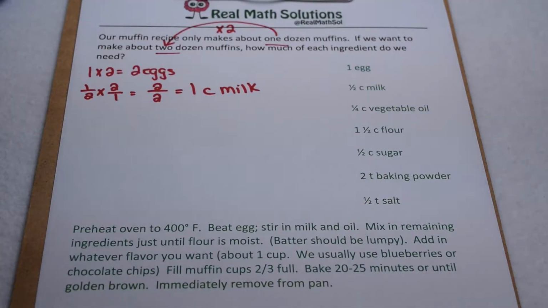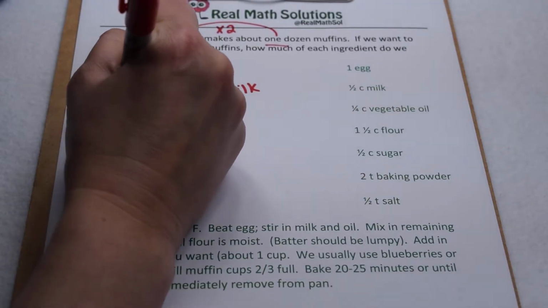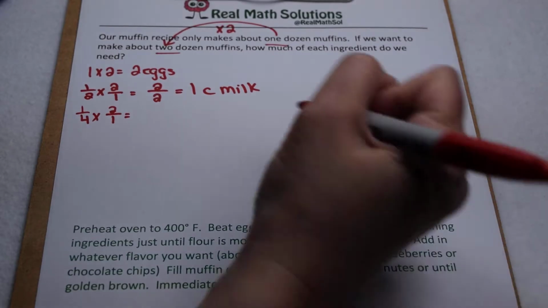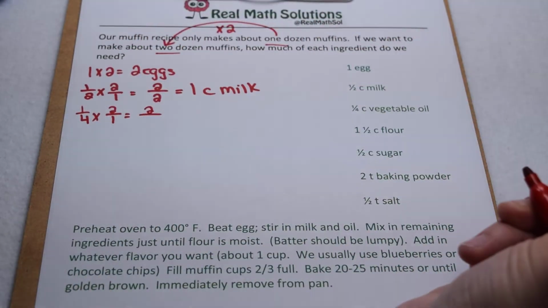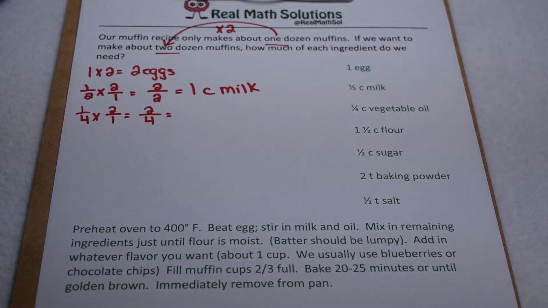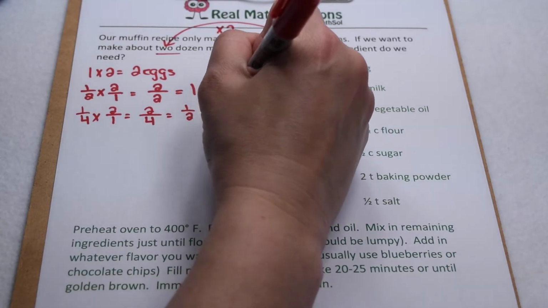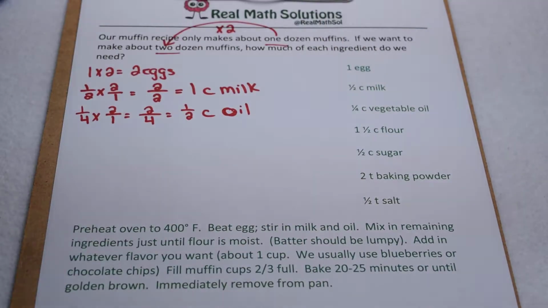Same thing then for a 1/4 cup of vegetable oil. I'm going to have to do 1/4 times 2 over 1. Multiply my numerators, 1 times 2 is 2. Multiply my denominators, 4 times 1 is 4. That gives me 2/4. 2/4 can then be simplified to a half, so we're going to need a 1/2 cup of oil if we double our recipe.